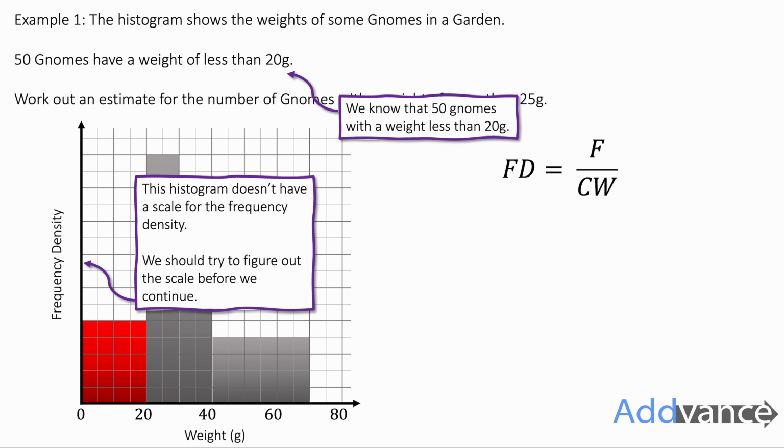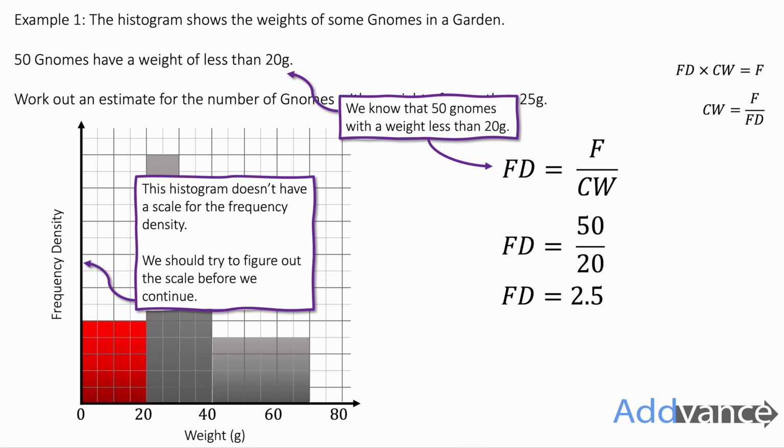That is an equation you need to remember, and you can also rearrange that equation like this, and then you can also divide by frequency density and you get this equation here. And so you get three different versions of this equation, and it's up to you to figure out which one of those three equations you need for different questions. But we're going to use this version here. We got frequency density is frequency divided by class width, and there are 50 gnomes, and the class width is between 0 and 20, so it's a class width of 20. So 50 divided by 20 is 2.5, and so the frequency density of this red bar is 2.5. And so we can place that on the frequency density there.